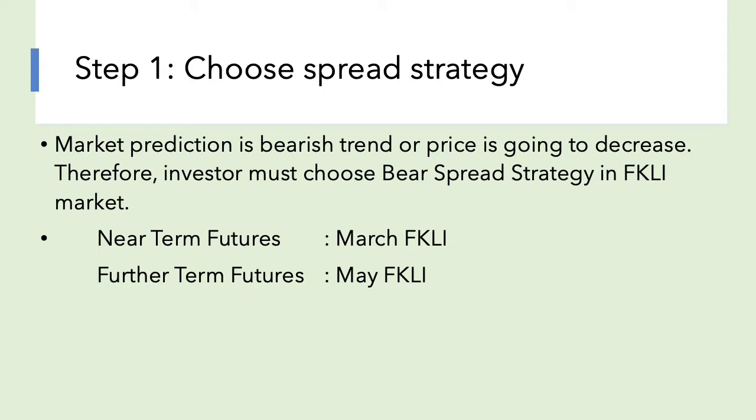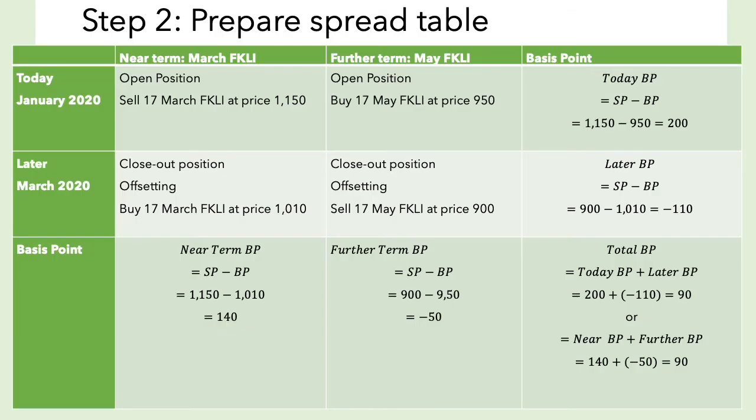First step, choose your spread strategy. Your market prediction is bearish, so we use bear spread strategy. We have two types of contract here, March and May FKLI. Near term contract is March FKLI, further term futures is May FKLI. Then you prepare the spread table. Near term you need to sell, further term, which is May, you need to buy today.